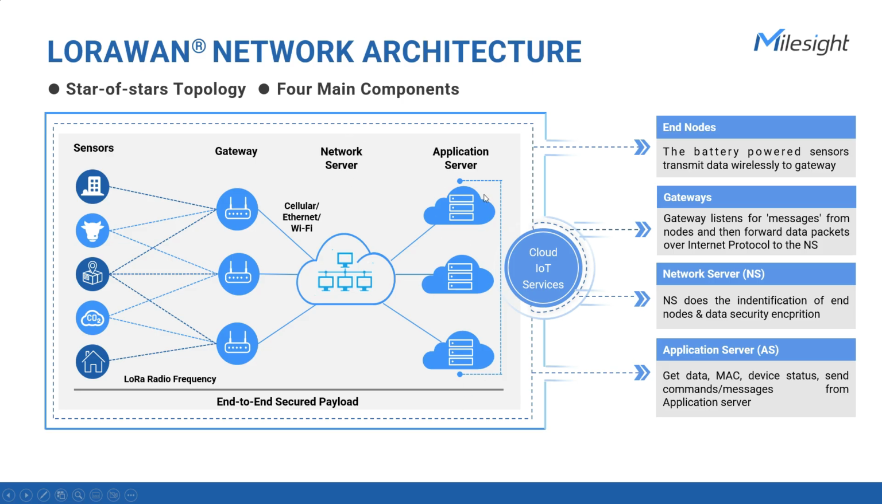And finally, the application server. This is the final destination of data, where you can get your data, manage devices, check the status, and send messages or commands back to the sensors in the field. The application server may be on a cloud infrastructure solution like AWS IoT or Azure. Or maybe it is built using AWS services, and this is where you build your IoT applications or dashboards, etc.